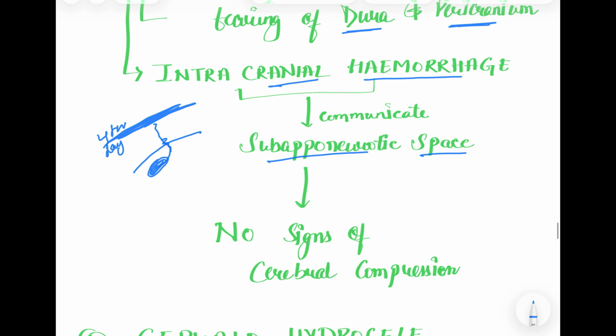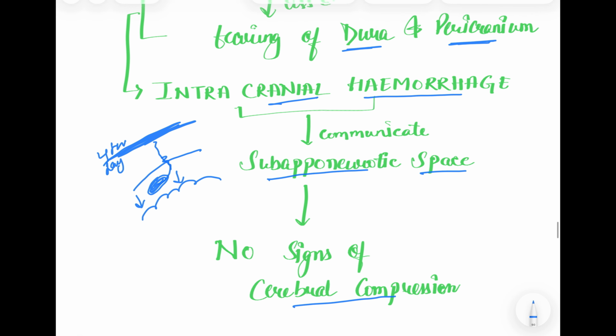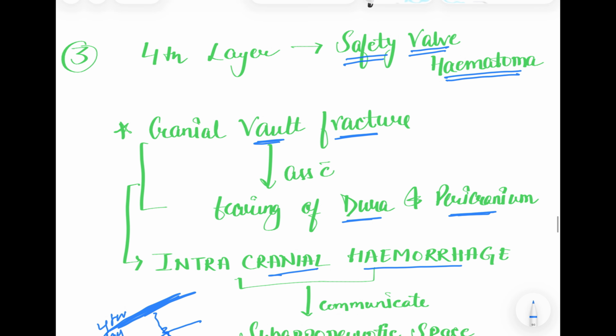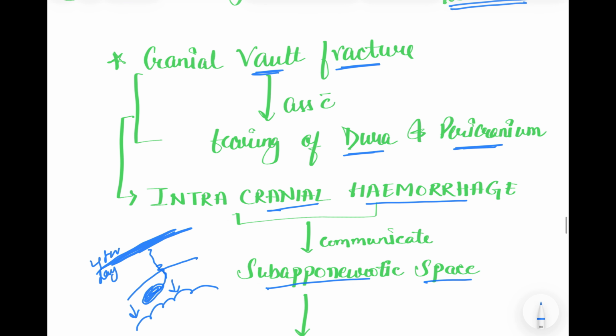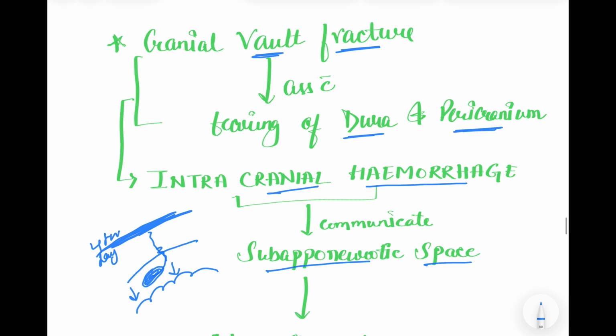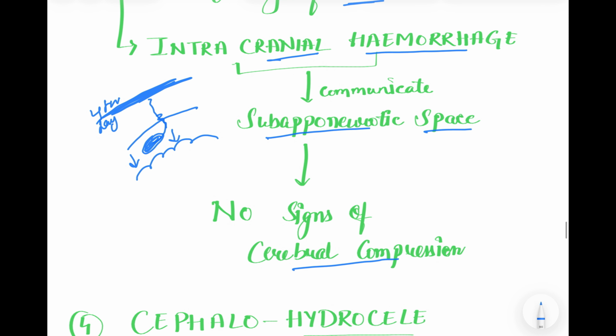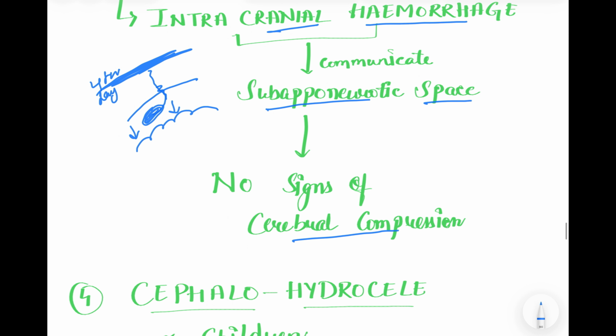So there will be no signs. So this is my brain. So there will be no sign of cerebral compression. So that's why it is also acting as a safety valve hematoma. So this is the reason why this is called the safety valve hematoma.